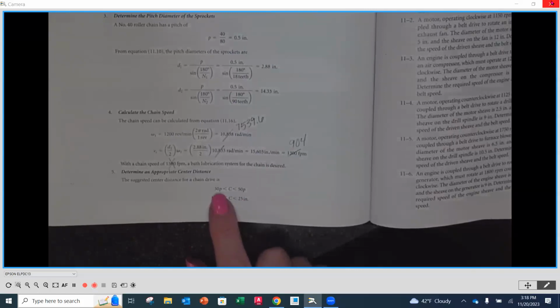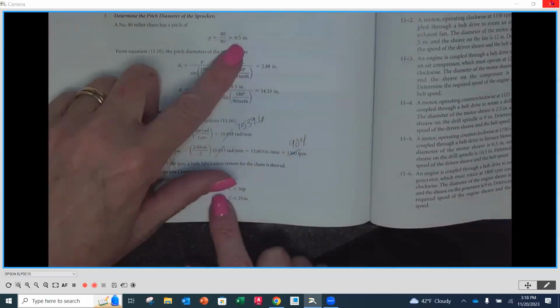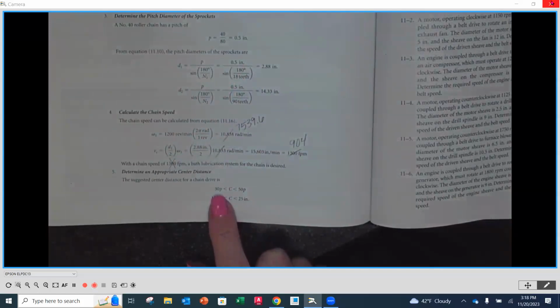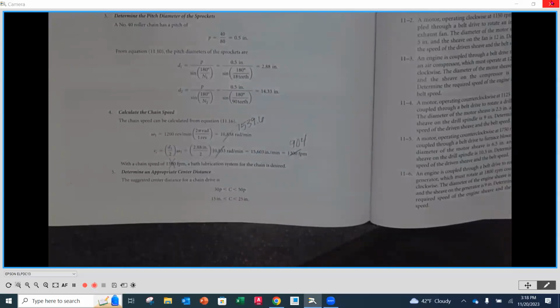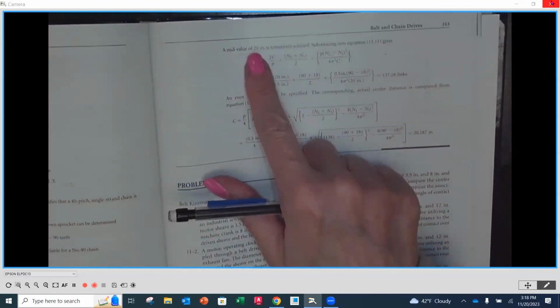Now this is the pitch in inches. As we know, a number 40 chain has a pitch of 0.5 inches. So 30 times 0.5 gives 15 inches, and the center distance can go up to 50 times 0.5, which is 25. So they're picking a center distance between those two numbers. It looks like they picked the mid value, 20 inches.